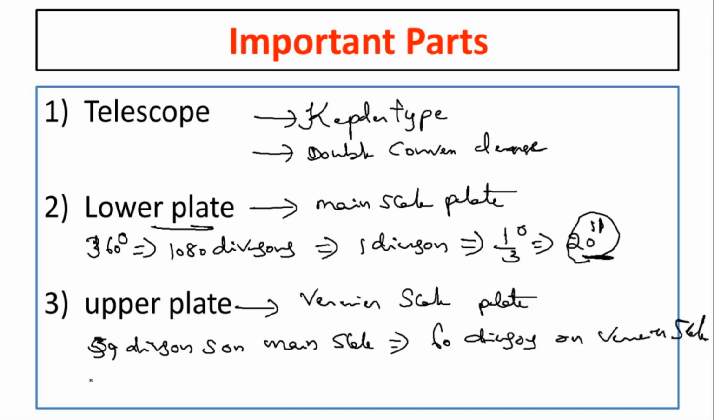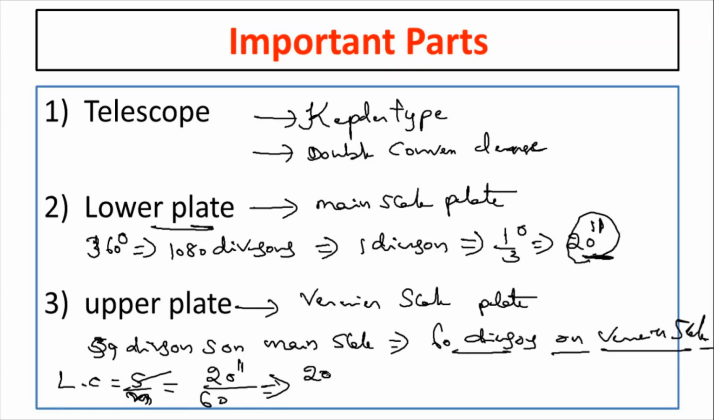Then the least count of the instrument is equal to S by N. Here S is the least count of the main scale, that is 20 minutes, divided by N, the number of divisions on the vernier scale. Okay, N is the number of divisions on the vernier scale, so that is 60. So 20 minutes by 60: for each minute there are 60 seconds, so 20 into 60 seconds divided by 60 is equal to 20 seconds. Okay, so this is the least count of the vernier theodolite.